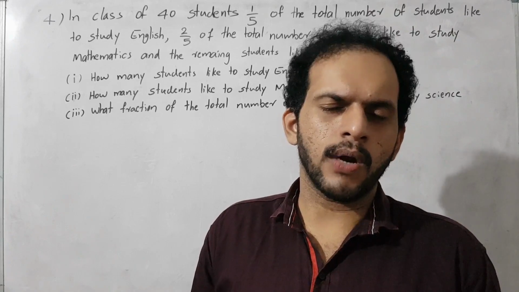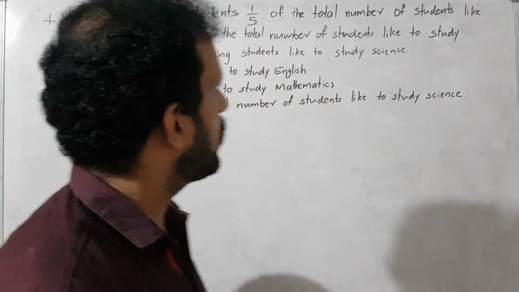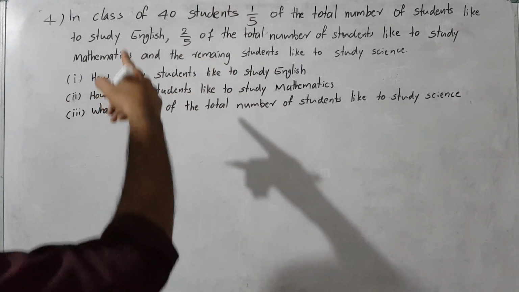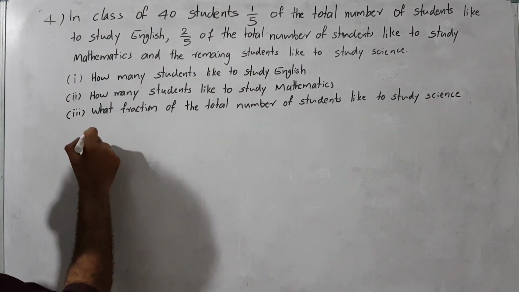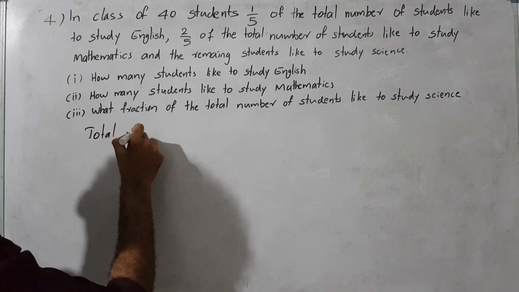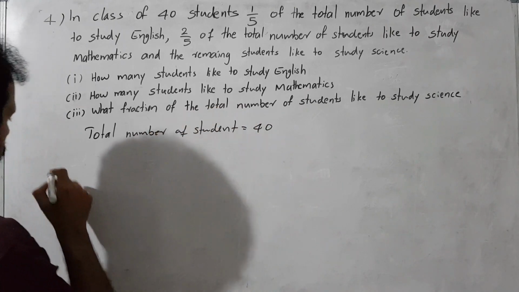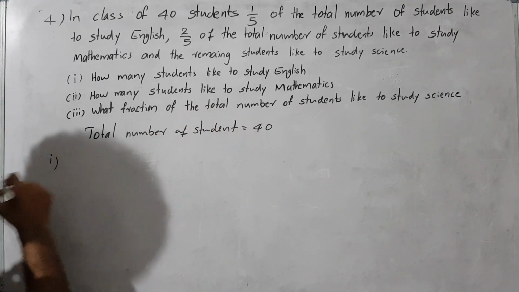The fraction, to convert in the form of a fraction. Okay, then we start our work. What is given first? Given first: total number of students. The total number of students is equal to 40.